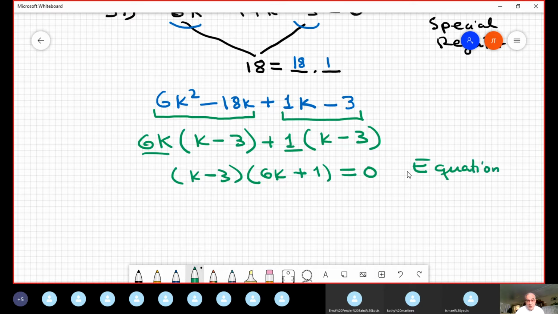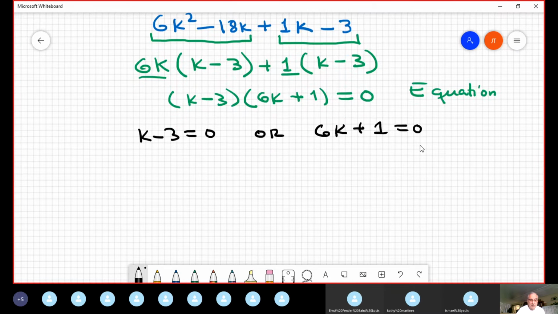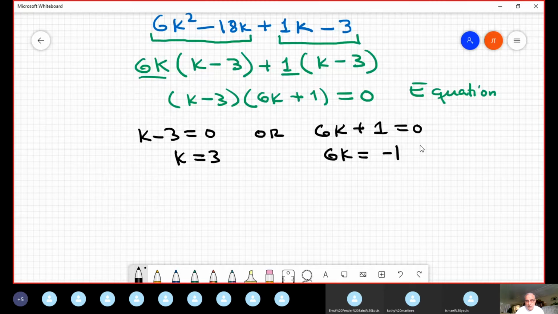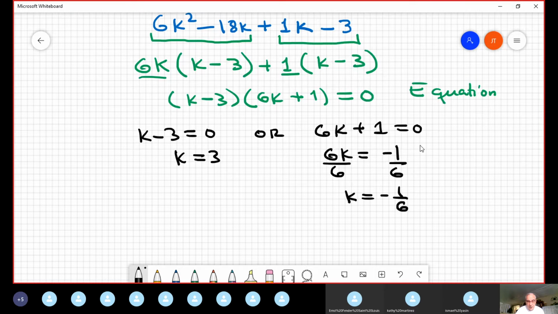I need to solve it. So I apply one more time the zero factor property. I separate k minus 3 equal to 0 or 6k plus 1 equal to 0, and solve for k, both linear equations. The first is k equal 3, positive. The second is 6k equal -1, because I move this 1 to the right-hand side like a minus, divided by 6, because my goal is to isolate the k. The solution set is 3 and -1/6.